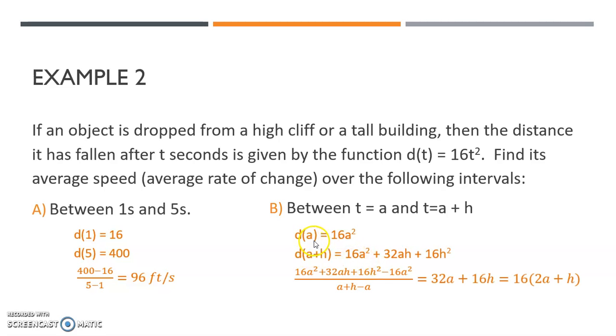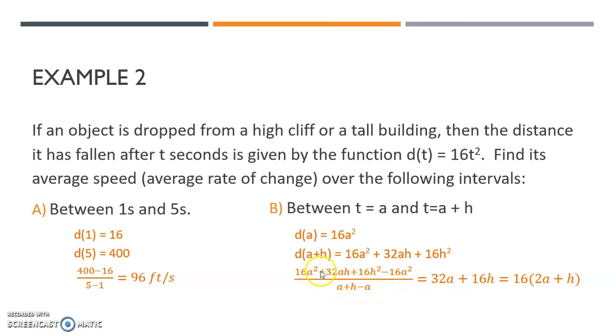Okay, so for d of a, I got 16a squared. For d of a plus h, I had to square a plus h, and then multiply by 16. So when you square this, you get a squared plus 2ah plus h squared, and then times 16 gets you this thing. Now, when I put it into the slope formula, I always do the a plus h in the first position. So this comes here for the y value, and it's over a plus h, and then it's minus the 16a squared minus a.